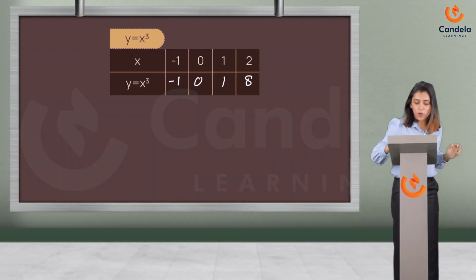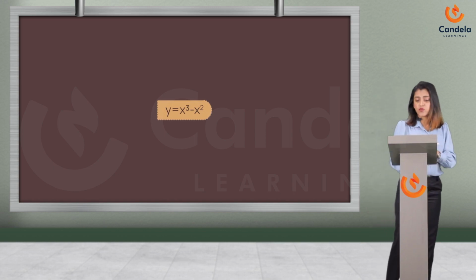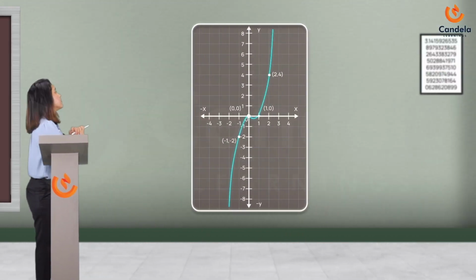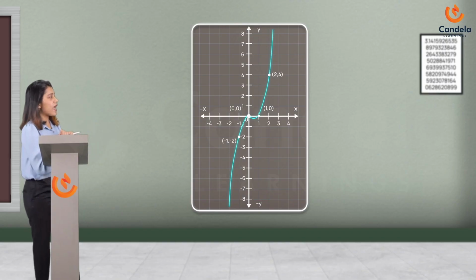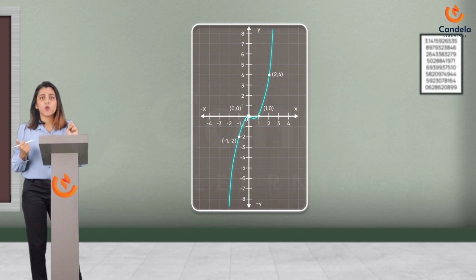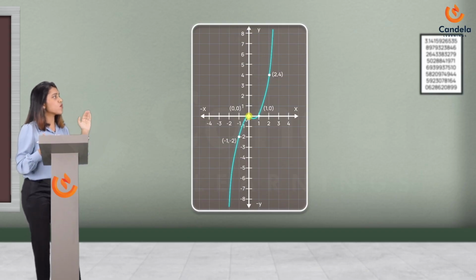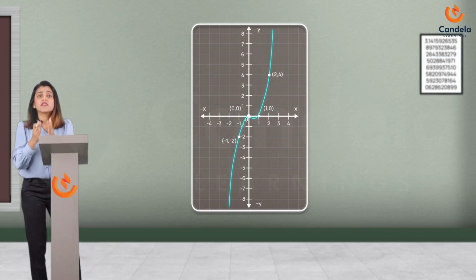And let's check one more example, y equal to x cube minus x square. I'll show you the graph. You can see a different curve here. And this graph cuts x-axis at exactly 2 points, which are 0 comma 0 and 1 comma 0. And the x-coordinates of those points, which are 0 and 1, are the zeros of this polynomial.